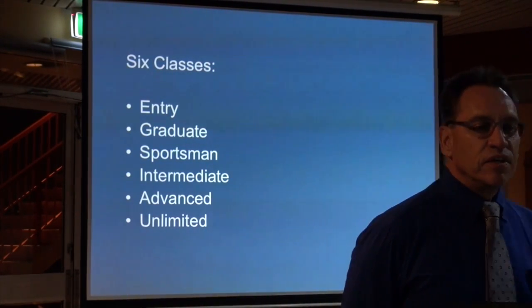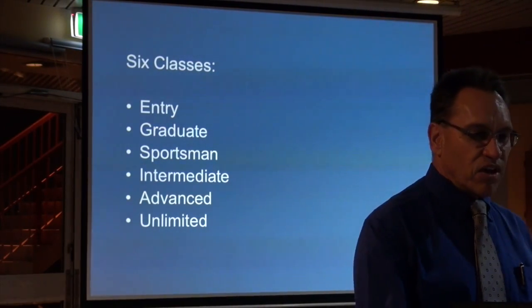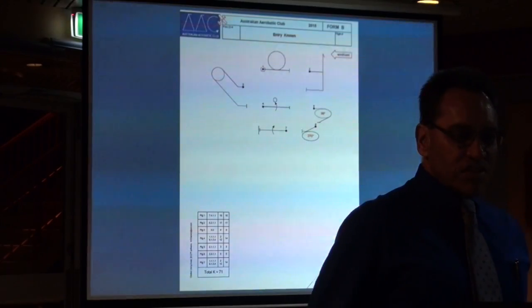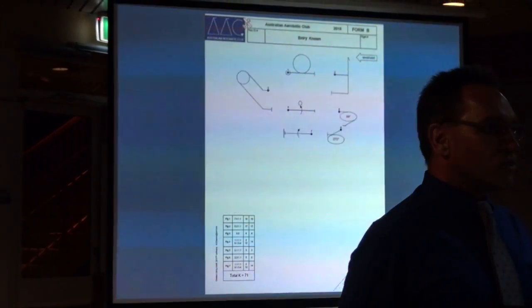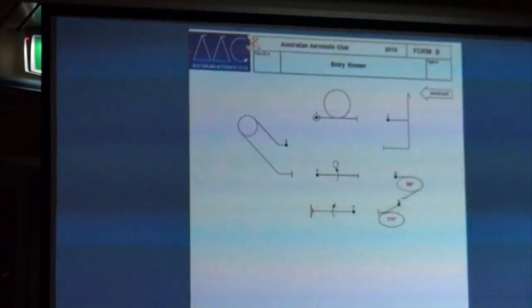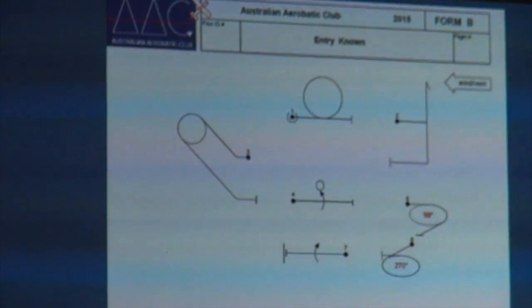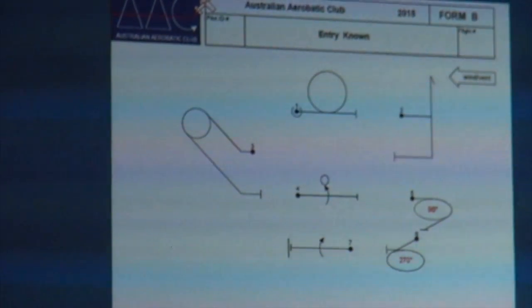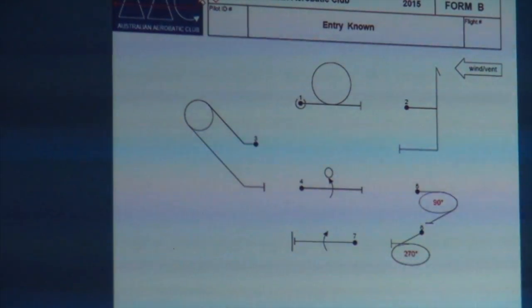So we have entry, graduate, sportsman, intermediate, advanced, and unlimited as classes. This is what the sequence looks like for the entry program. Now, this is an aerobatic language that a lot of you will be familiar with, called Arrestee. It was developed in the 1930s by Count Jose Louis Arrestee, who put together a language for aerobatics, and we all follow this language, and it's very, very self-explanatory actually. Once you get to know it, it's very easy to work with.